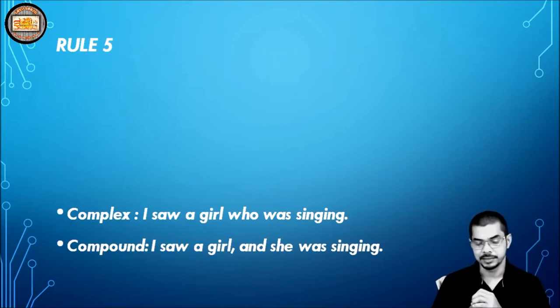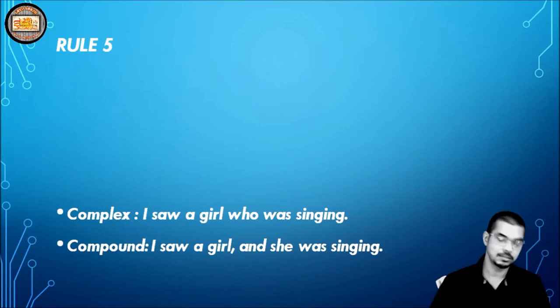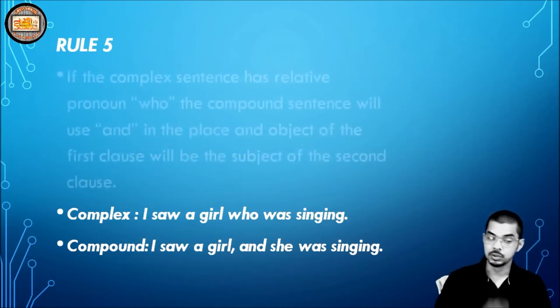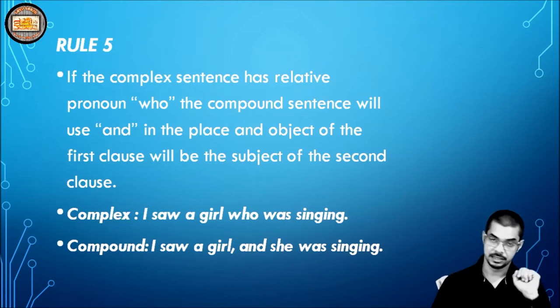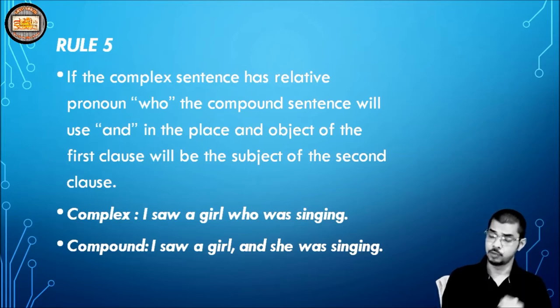It's very simple. Here we have used and, but follow this. With and we have used a comma as well. This is the most important thing. With and we have used a comma too. So what comes here? The rule says when you get who in the complex sentence, what will you do in the compound sentence? In the compound sentence, you will transform who into and.